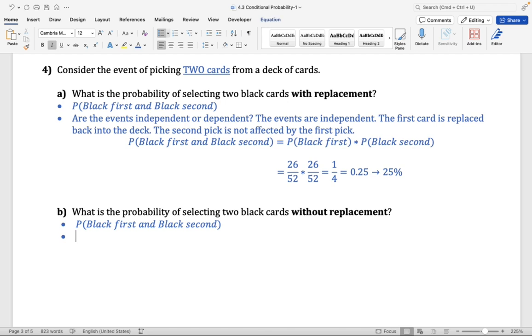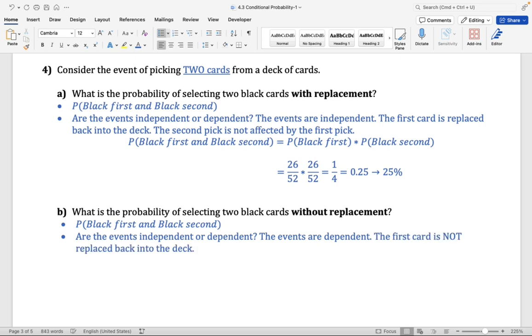Now let's just go straight into asking ourselves, are the events independent or dependent? In this case, the events are dependent. They do affect each other. Why? Because the first card is not replaced. It is not being replaced back into the deck. That means that the second pick is affected by the first pick.